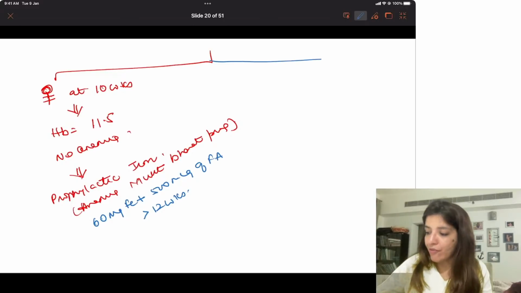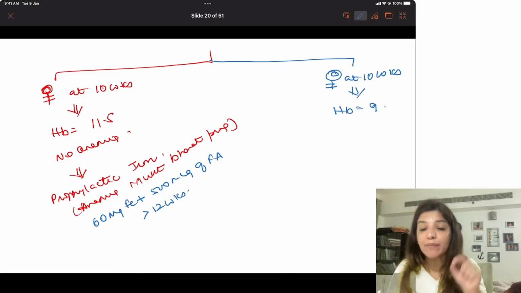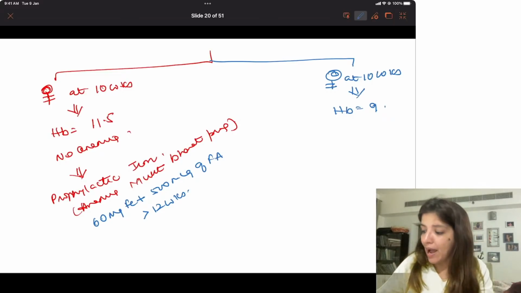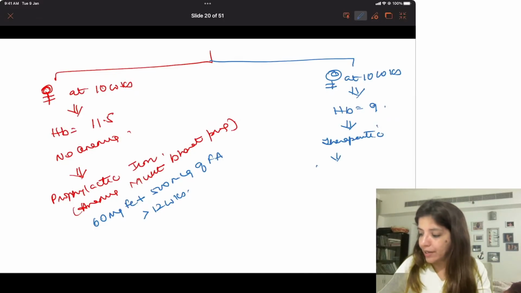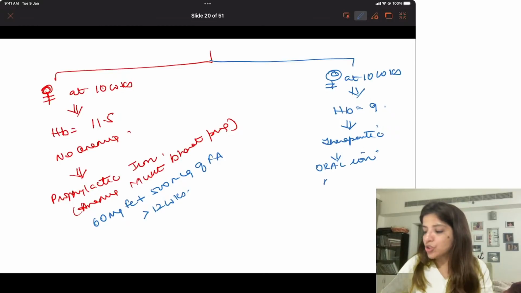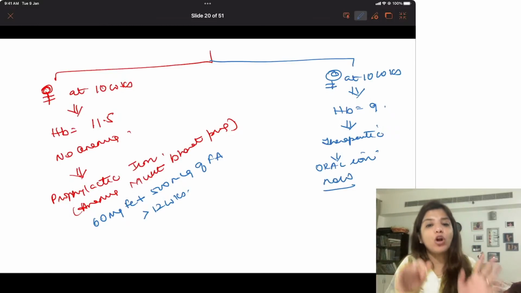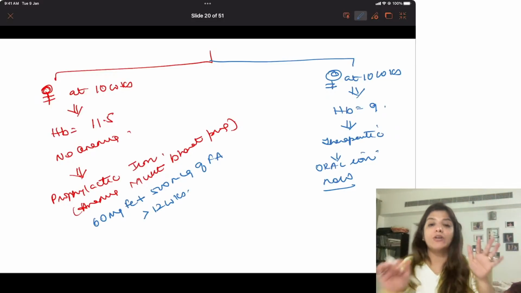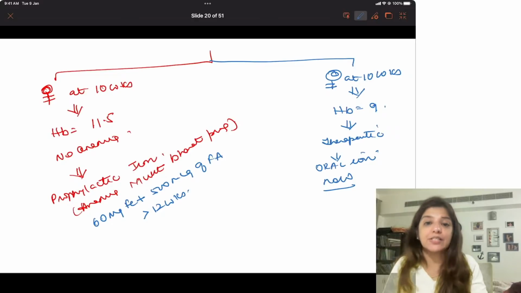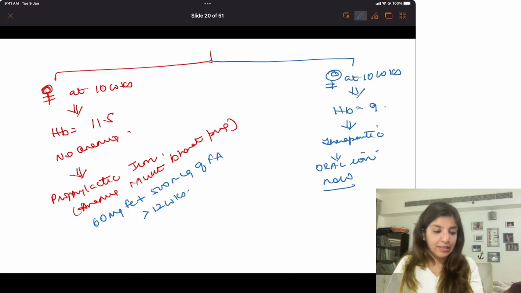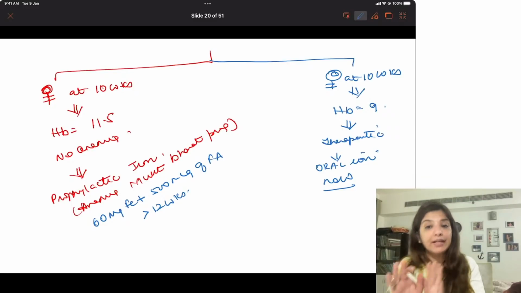Now, but if you have a pregnant female at 10 weeks and her hemoglobin is 9, now I am not giving her prophylactic. I have to give therapeutic treatment to her. And now I can start oral iron. I have to start oral iron now. I am not going to wait till the 4th month to give her iron. She is having anemia just now. You are not giving it to prevent anemia. You have to give this dose to treat her anemia. Are you understanding? Yes? Clear to all of you?